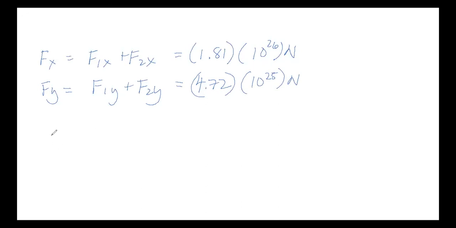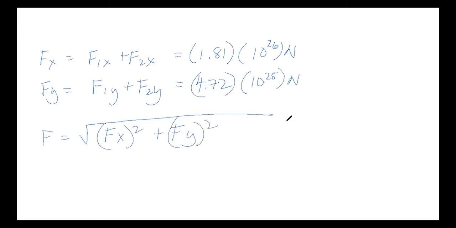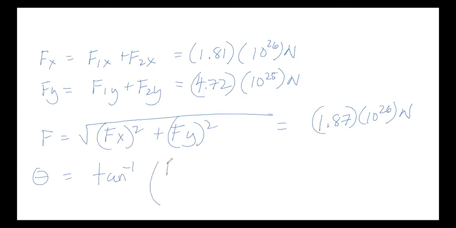And so now to get our magnitude and direction, F magnitude is going to be equal to the square root of Fx squared plus Fy squared, and that's equal to 1.87 times 10 to the 26 newtons. And theta is going to be equal to the tan inverse of F of y over F of x. And that value is going to be 14.6 degrees. And that's 13.3, you guys.